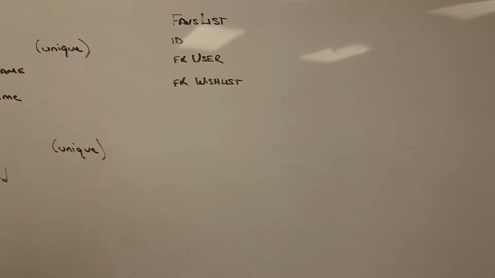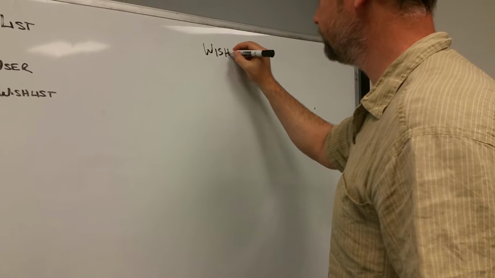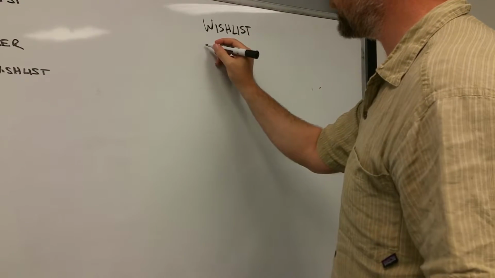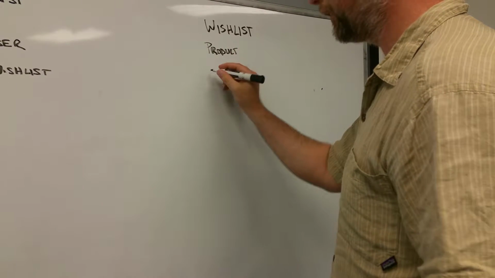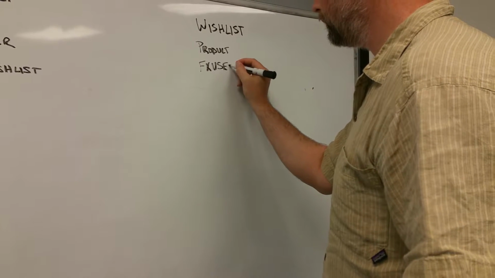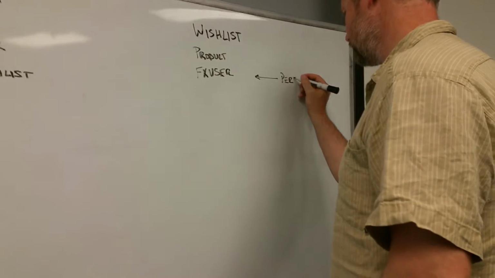And then our wish list. So it has the product as well as the user. All right, so it has product, and it also has a foreign key user. This is the person who added it to the wish list.